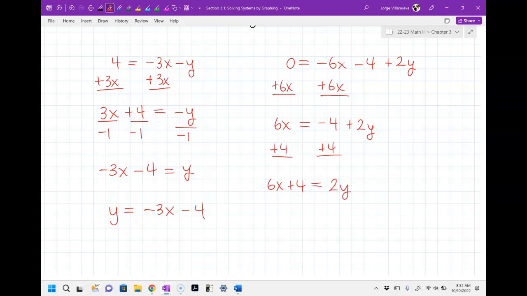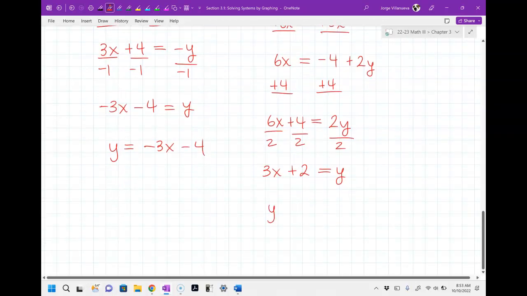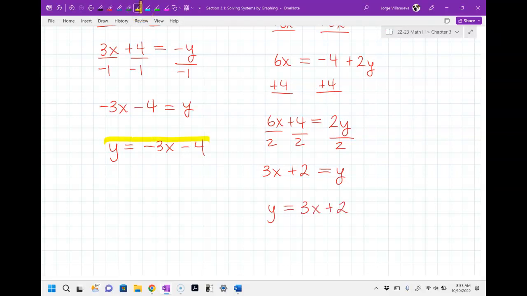What's my last step to get y by itself? Divide by 2. So that's 3x plus 2 equals y. Now let me rewrite this so that y is in the front: y equals 3x plus 2. And I'm going to highlight our equations just so that we know what we're supposed to be paying attention to. This is what I solved for on the left side. This is what I solved for on the right side.